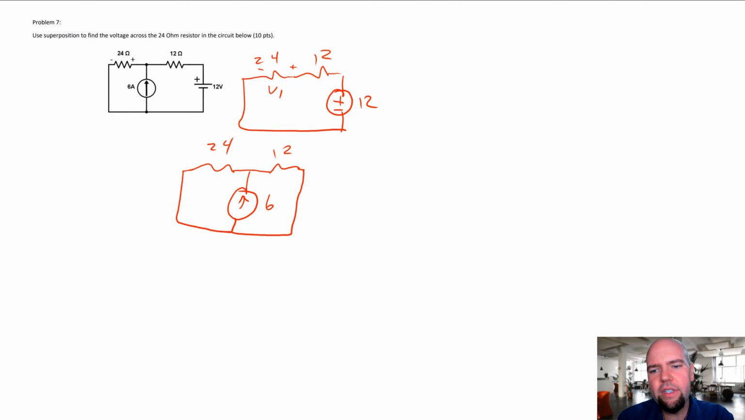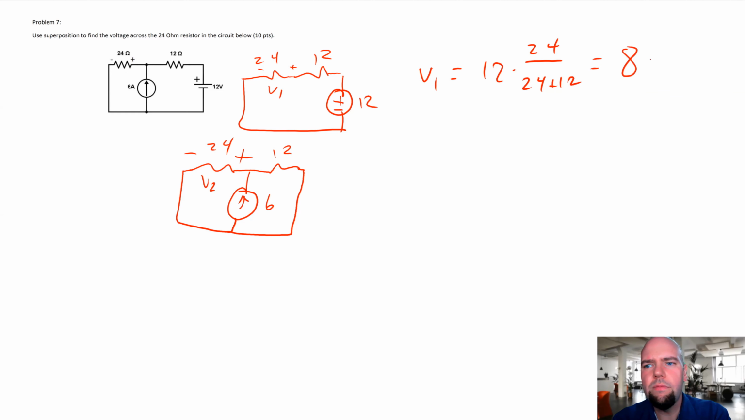Okay, so this is fairly straightforward. We're finding this voltage in either case here. First of all, finding this, we'll call this V1, and the other one V2. Solving it the first time with the one supply in there, this is just a voltage divider. It's going to be 12 times 24 divided by 24 plus 12, and this is going to be 8.